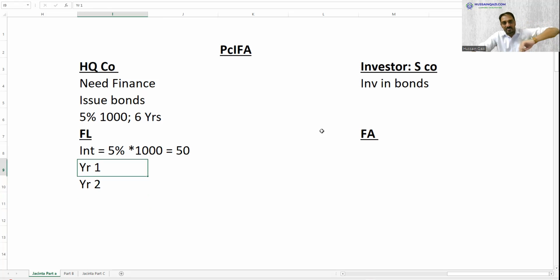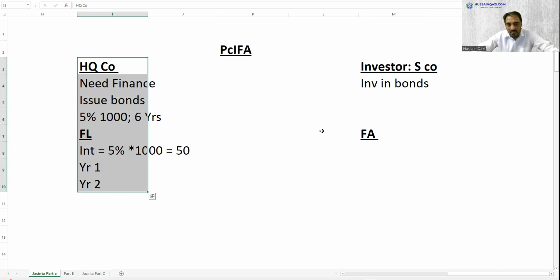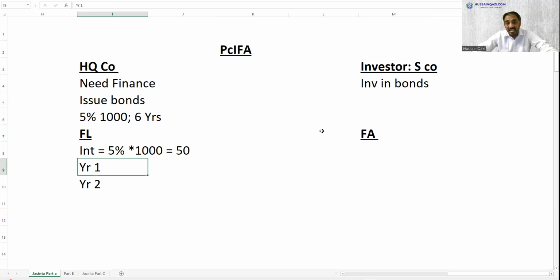But after year 2, the newspaper has mentioned that HQ company is now facing some financial difficulties. And HQ company CEO has already admitted that yes, we are facing some financial difficulties and we are not able to provide 100% of the interest for the remaining 4 years and the principal amount as well. Whatever the commitment we made 2 years ago, we are not able to fulfill that commitment.